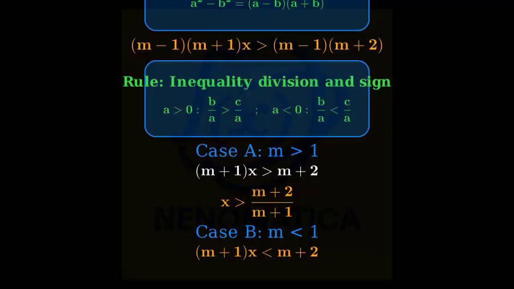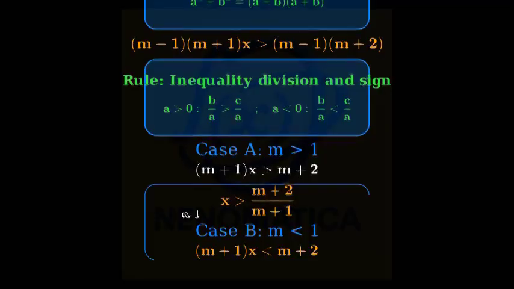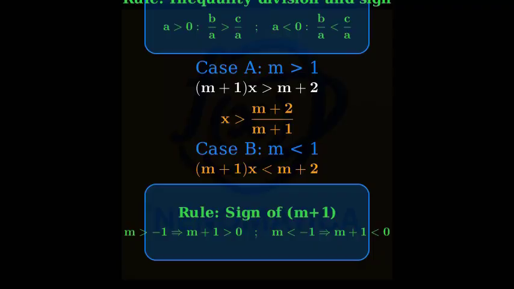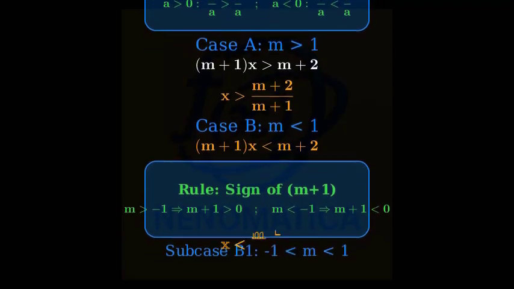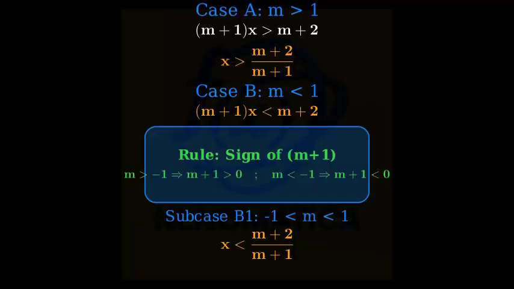Now split by the sign of m plus 1. Subcase B1. If -1 is less than m and m is less than 1, then m plus 1 is positive, so the inequality direction stays. Subcase B2. If m is less than -1, then m plus 1 is negative, so the inequality reverses.